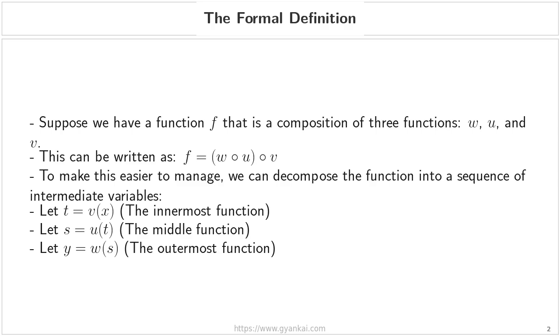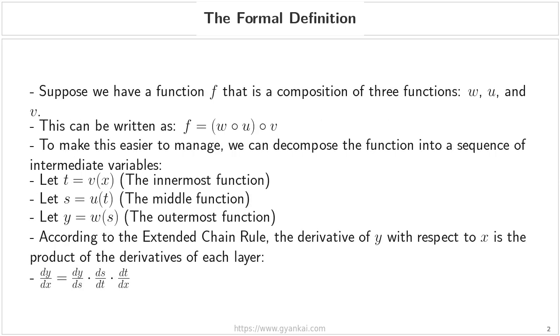First, we let t equal v of x, which represents our innermost function. Next, we let s equal u of t, which is our middle function. Finally, we let y equal w of s, which is the outermost function. According to the extended chain rule, the derivative of y with respect to x is simply the product of the derivatives of each of these layers.